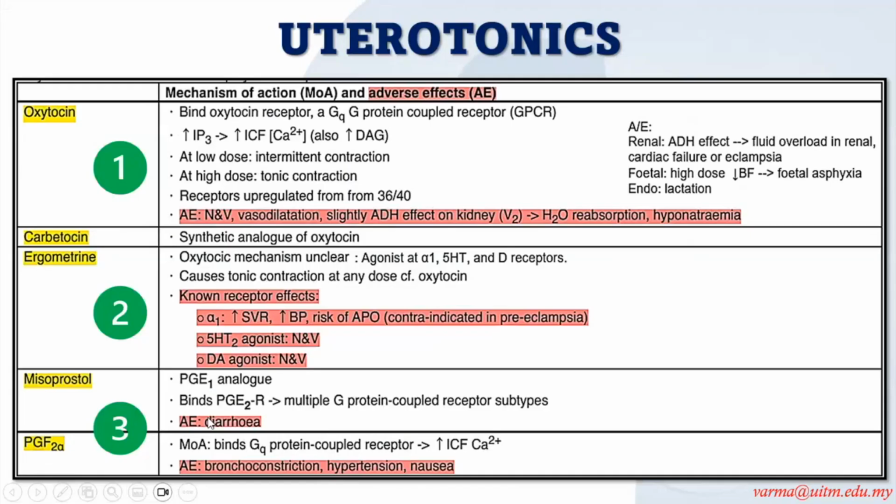Another important one is PGF2 alpha, which is carboprost. For carboprost, intraoperatively, we have to ask the patient whether they have asthma or not, because it can cause bronchospasm. Remember, for ergometrine or Syntometrine, you have to ask the patient about any hypertensive issues or heart problem, whereas for PGF2 alpha, which is carboprost, you have to ask about asthma. These are important things you have to remember.